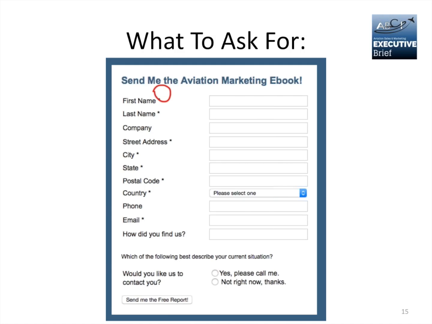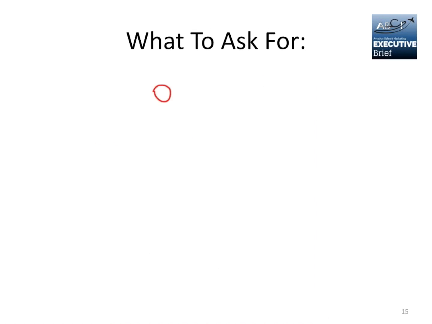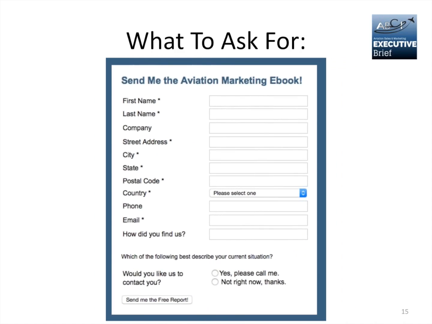But we want to do more than that. Of course, we want to send postal materials. We want to create a little bit more of a relationship with them. We want to know a little bit more about them than that. So we have some information that's required and some information that's not required. First name, last name, company, street address, and so on.